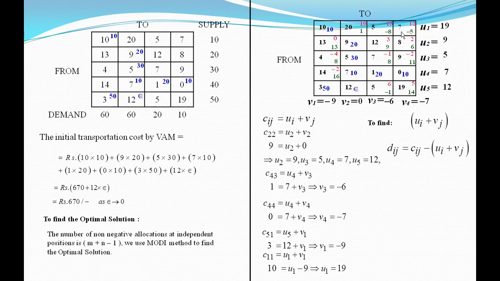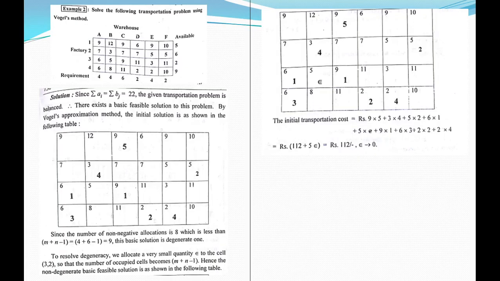Do we have a negative number in olive green color? Yes, sir. So the problem is not optimal. We have to find the optimal solution. If it is negative, it's not optimal. Yes. If the olive green numbers are negative, you have to go for finding the optimal solution.